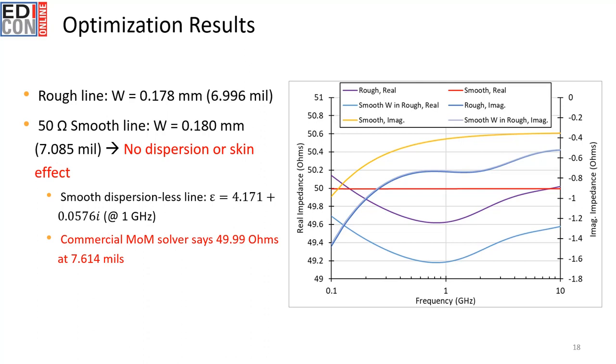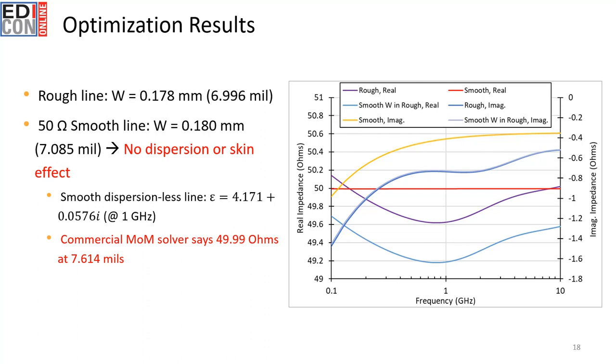That's okay. Just for comparison, I did a line that has no dispersion or skin effect. It's a little bit wider, and if you actually take that value and put it into the rough line, you can compare the two, and you can see how they deviate from each other. And they actually don't deviate very much.